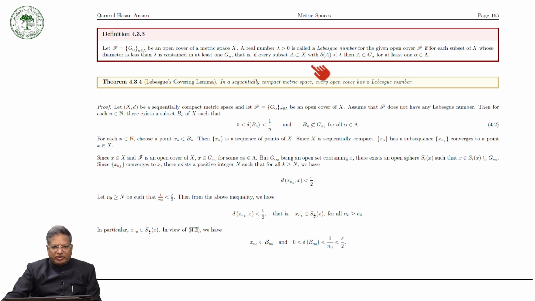Before proving that a sequentially compact metric space is compact, we will prove that in a sequentially compact metric space, every open cover has a Lebesgue number, and this result is known as the Lebesgue covering lemma. So the Lebesgue covering lemma says that in a sequentially compact metric space, every open cover has a Lebesgue number. Let us prove this.